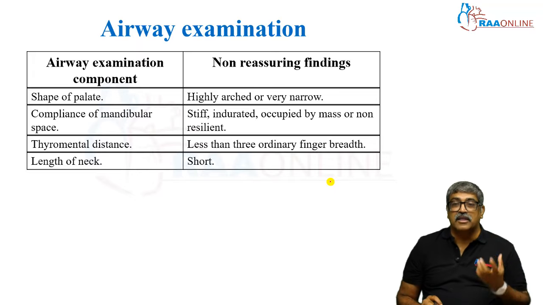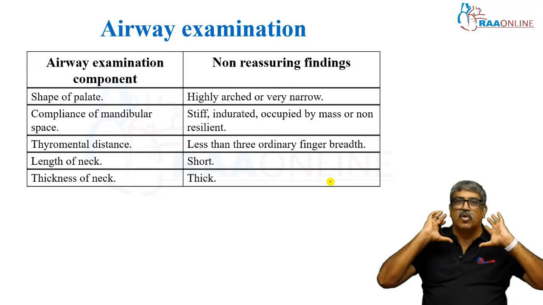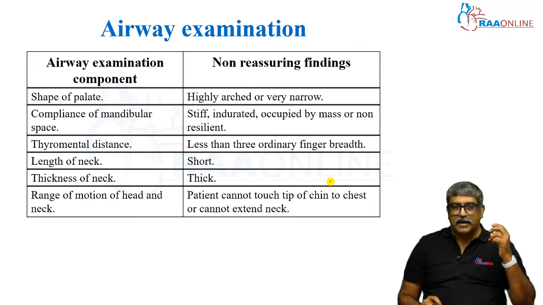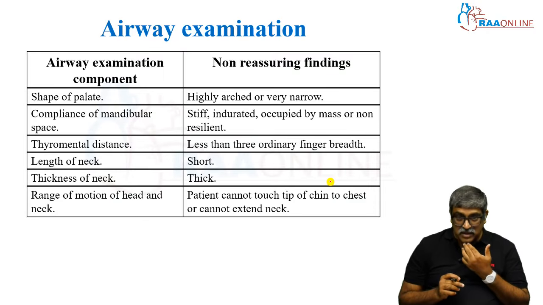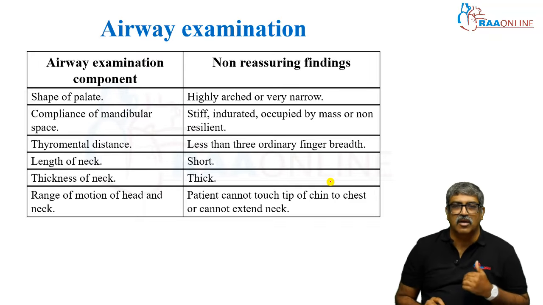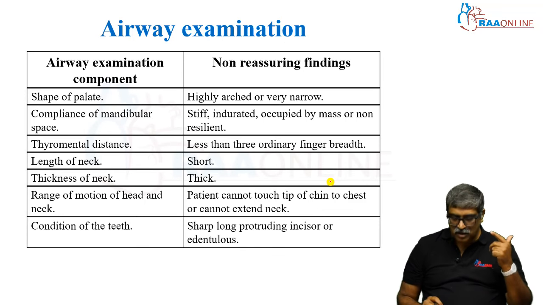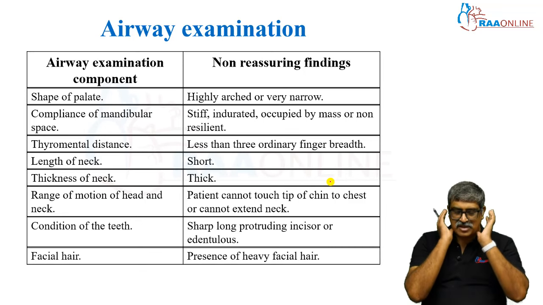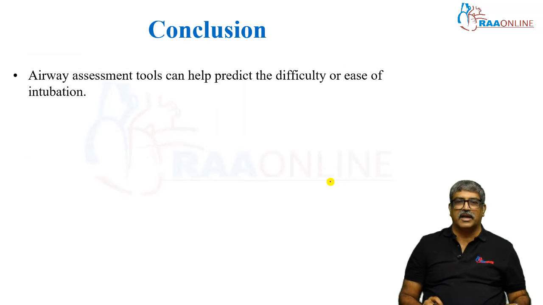If the length of neck is short or the circumference is more and it is thick, it is a non-reassuring finding. And coming to the range of motion of the head and neck, patient cannot touch the tip of the chin to the chest or cannot extend the neck. Those are all non-reassuring findings. Sharp protruding incisor or edentulous is a non-reassuring finding, and presence of beard and edentulous is a non-reassuring finding.